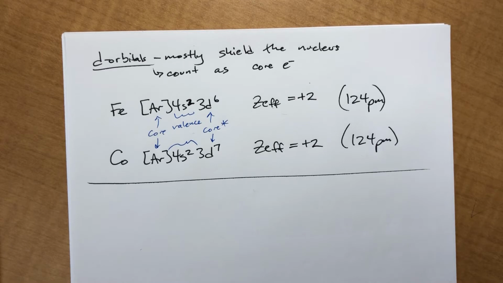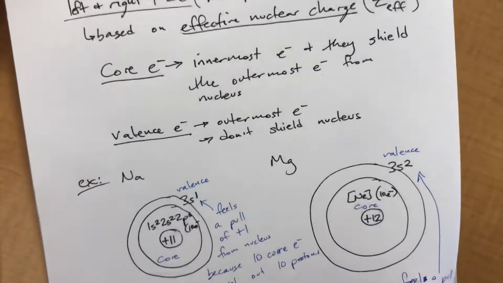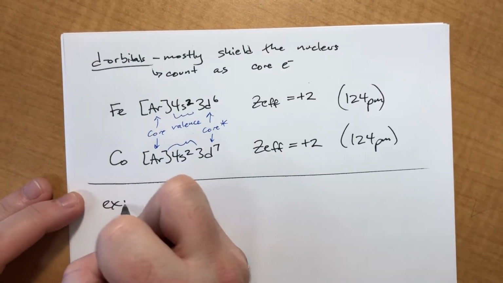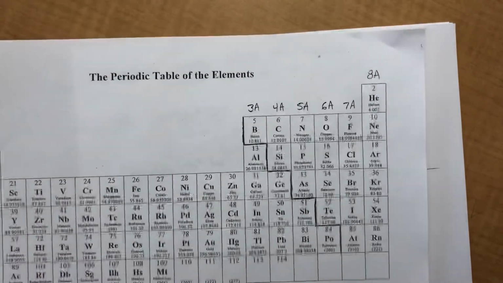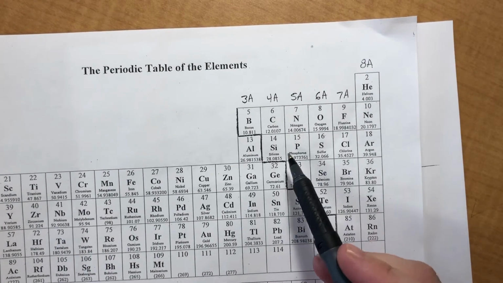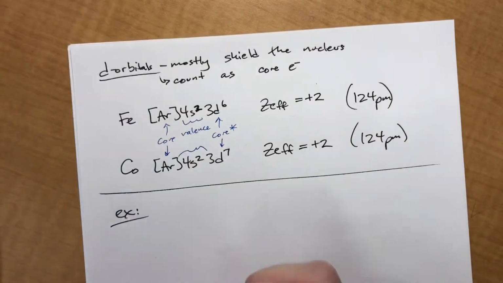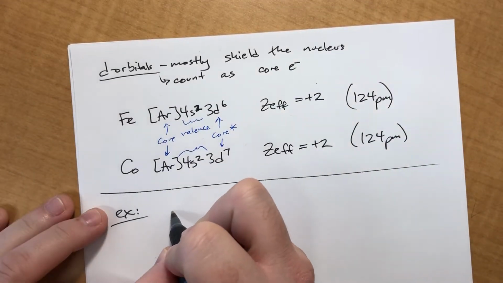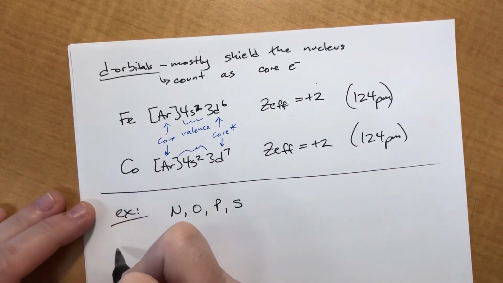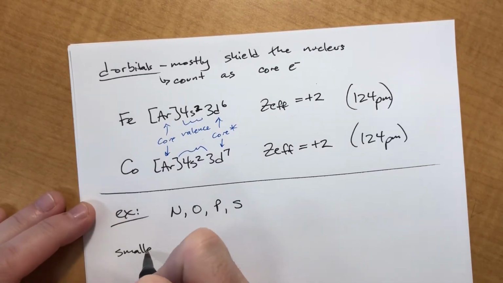Let's look at an example of how to actually do something with this. So let's pick some elements that are near each other. Let's go like nitrogen, oxygen, phosphorus, sulfur. Well, that may actually be the order, I don't know. And when we put them in order from smallest to largest.